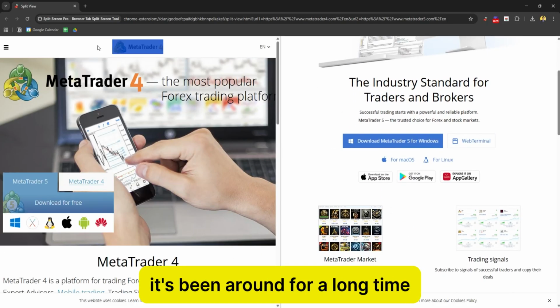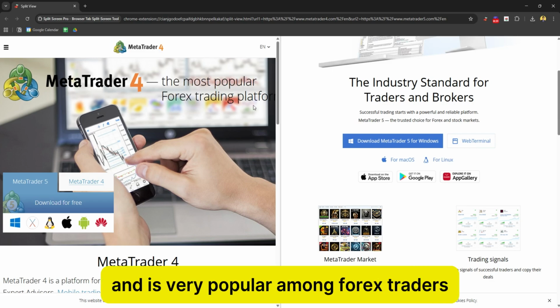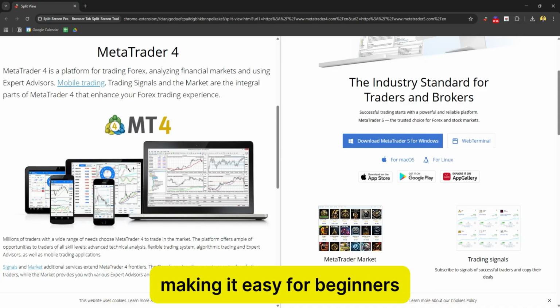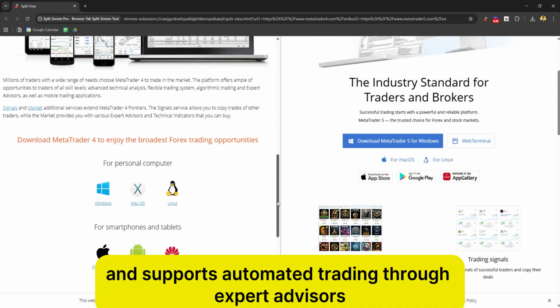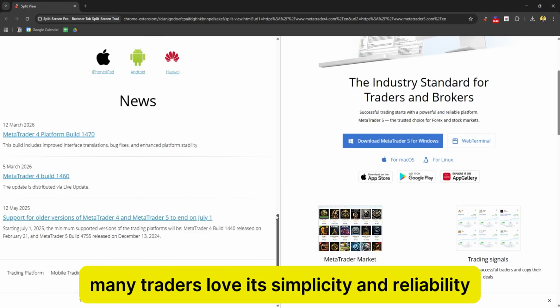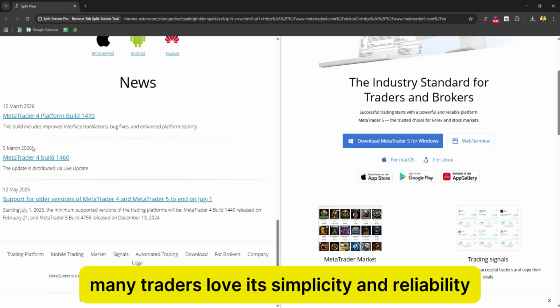It's been around for a long time and is very popular among forex traders. MT4 offers a user-friendly interface, making it easy for beginners. It has great charting tools and supports automated trading through expert advisors. Many traders love its simplicity and reliability.